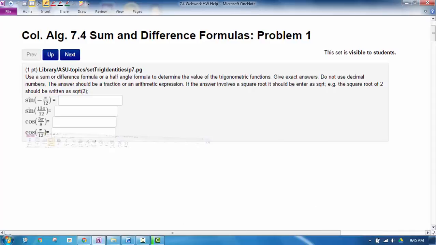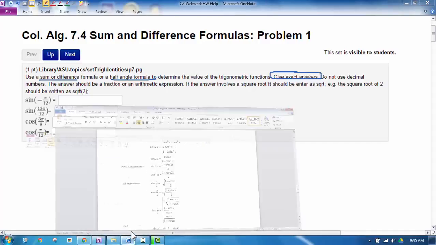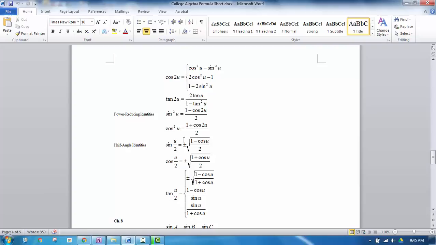Okay, this is 7.4 homework help. First problem here wants us to use sum or difference or half angle formulas to determine exact values. So it wants exact answers here. So we're going to write down these formulas real quick, or just look at the formula sheet. And we've got half angle identities right here.